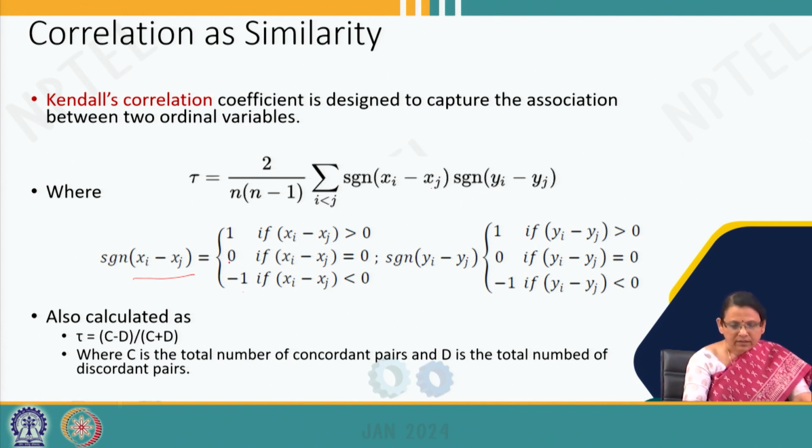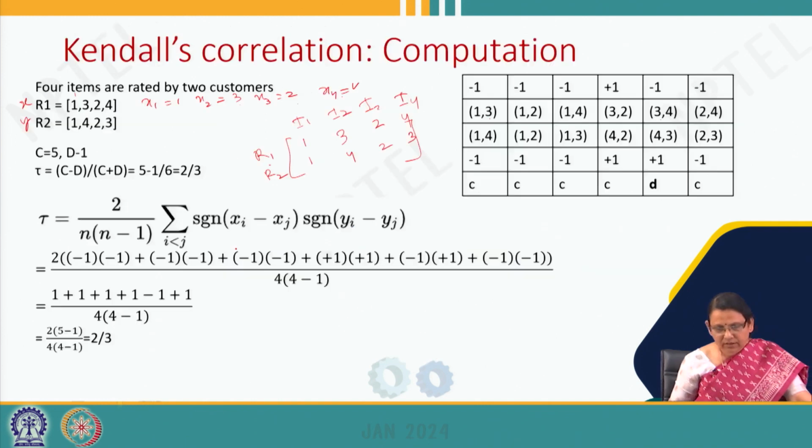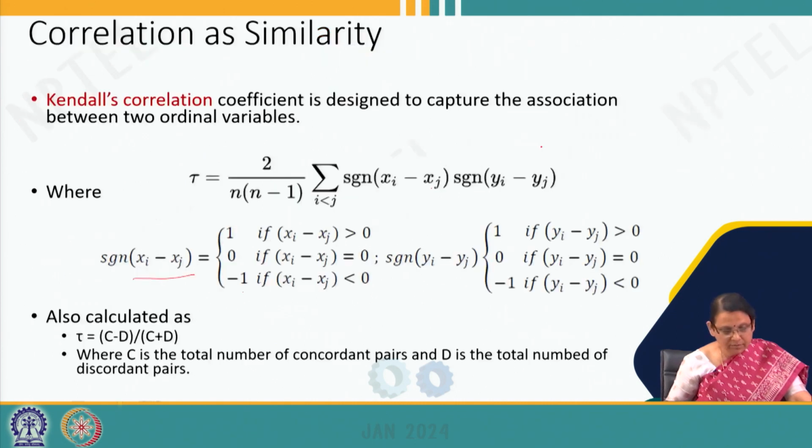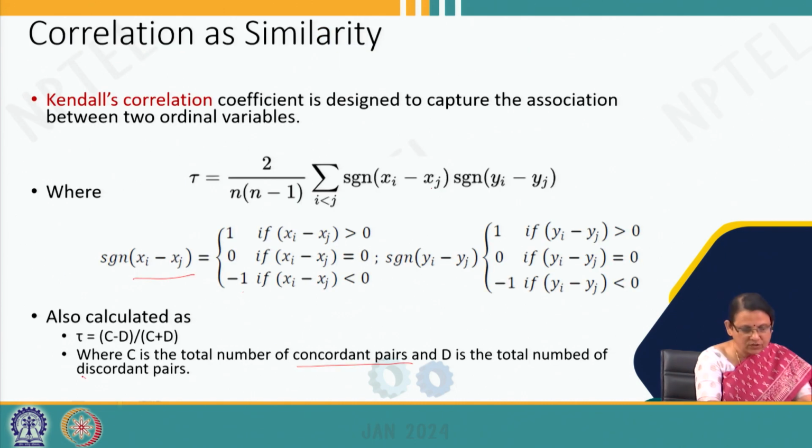So, when we take the two pairs over here, this minus this is negative, so this is minus 1, and so on. Now, when we multiply these signs of each, look at this. Here we have a concept of concordance: concordant pairs and discordant pairs.